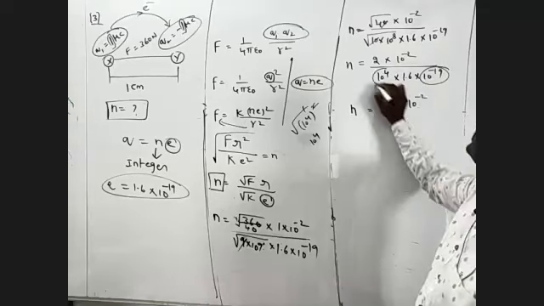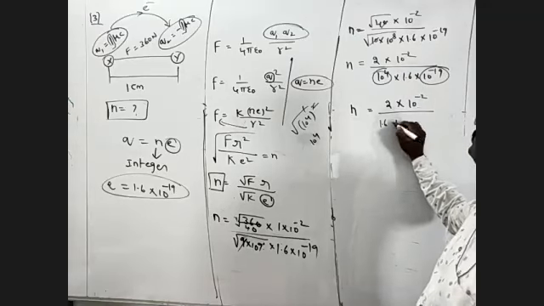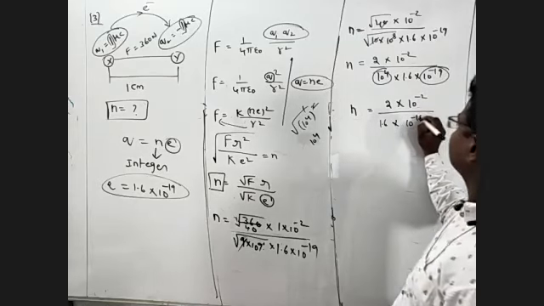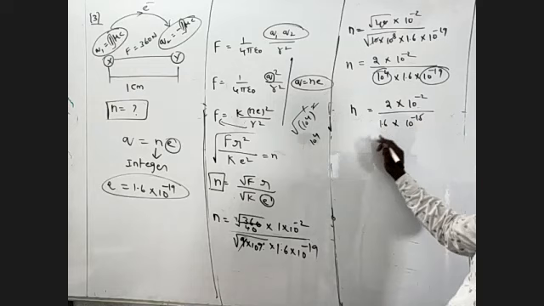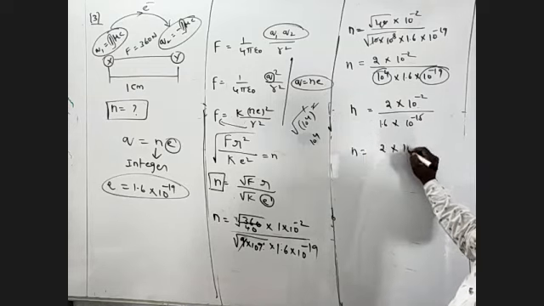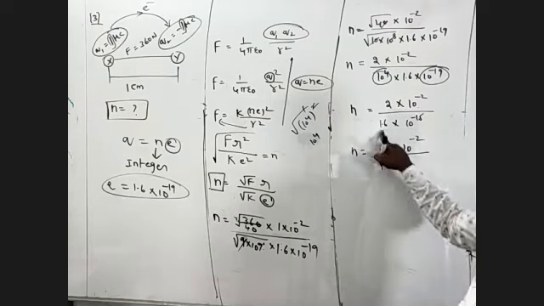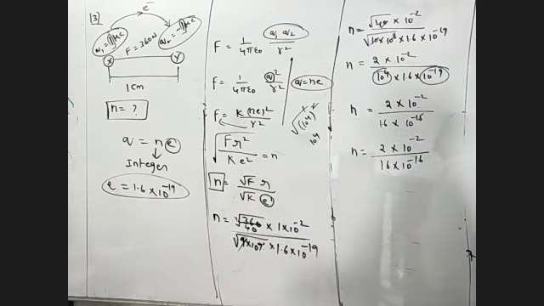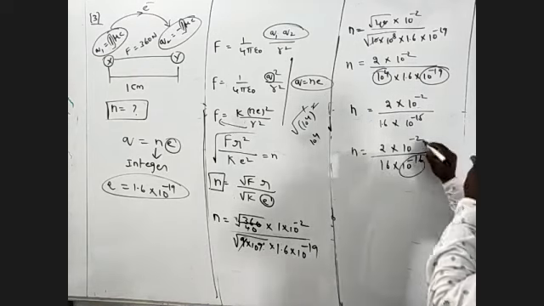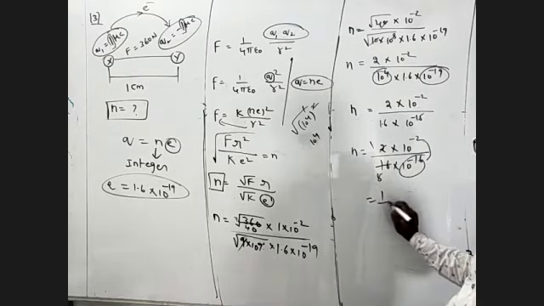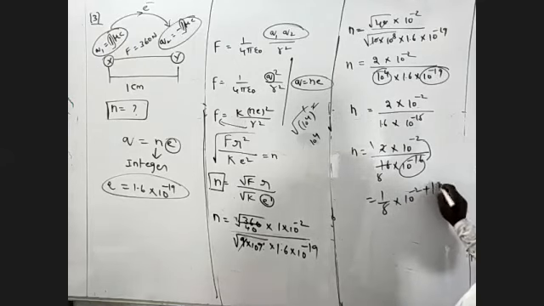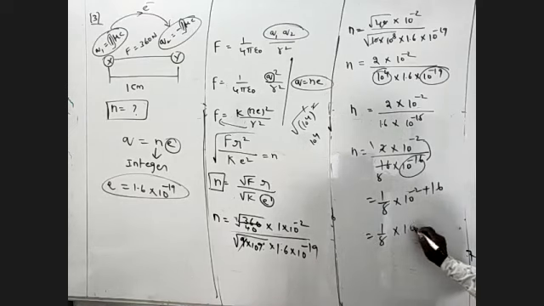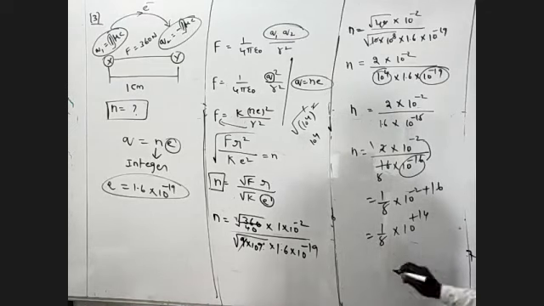This value and this value, simplify. Just to simplify 1.6 into 10 to the power of 4, 10 to the power of minus 19 and plus 4, that is 10 to the power of minus 15. So n is equal to 2 into 10 to the power of minus 2 by this, 10 to the power of minus 60 on the other side. Taking 2 ones are 2, 8. So 1 by 8 into 10 to the power of minus 2 plus 10 to the power of 60. So 1 by 8 into 10 to the power of plus 40.